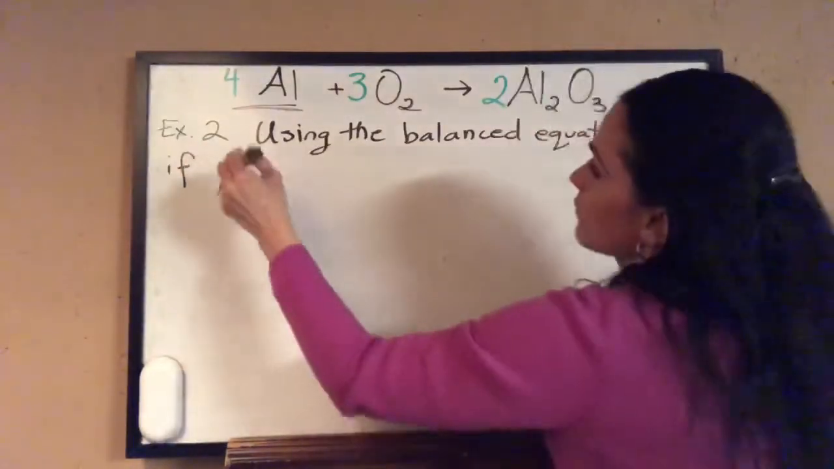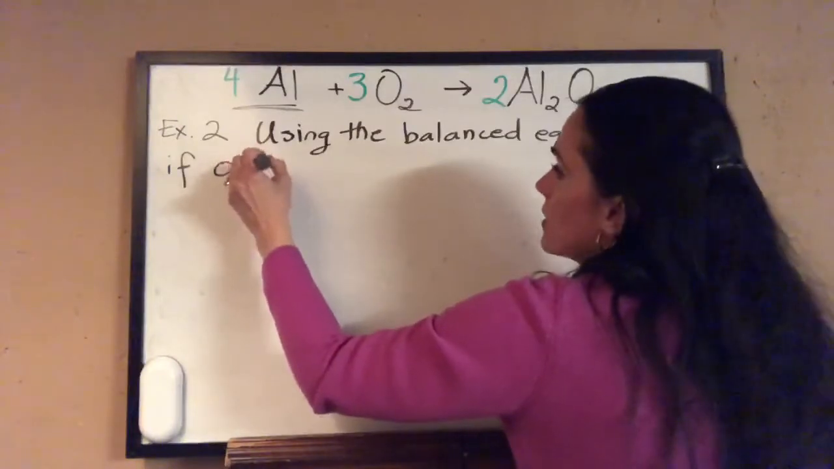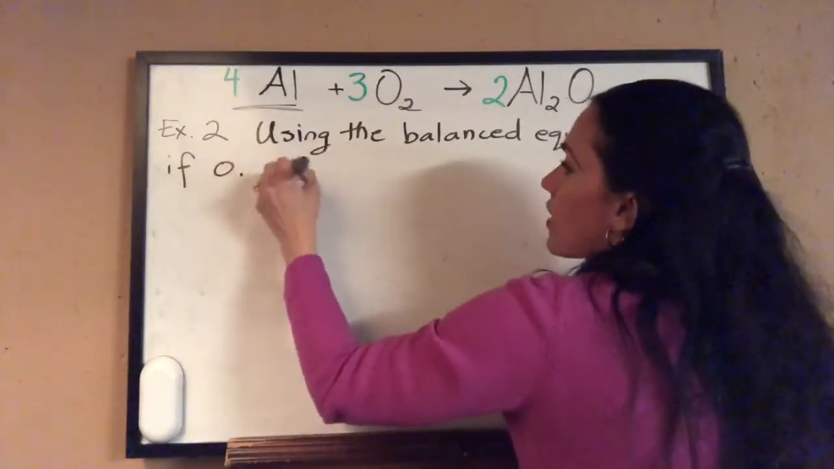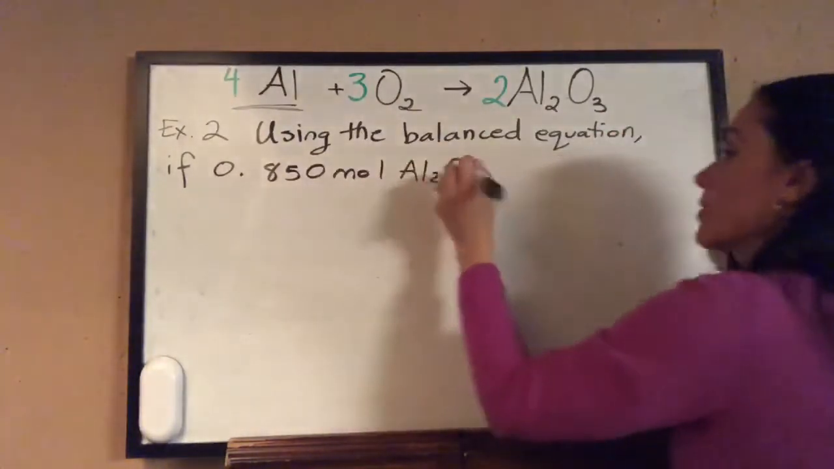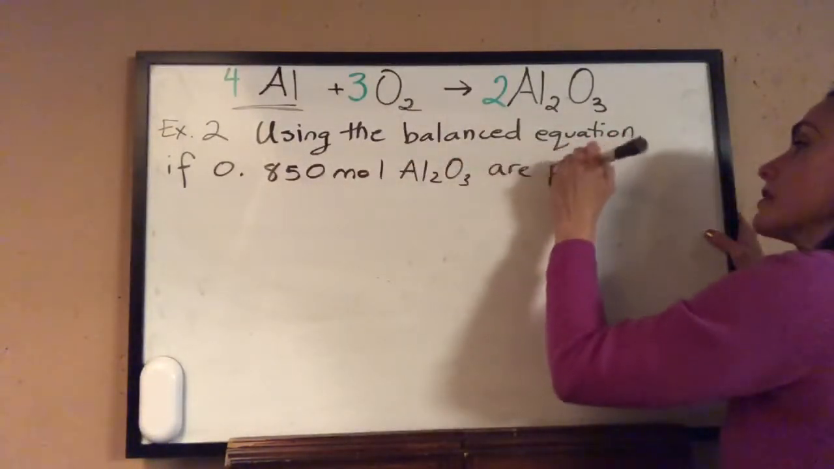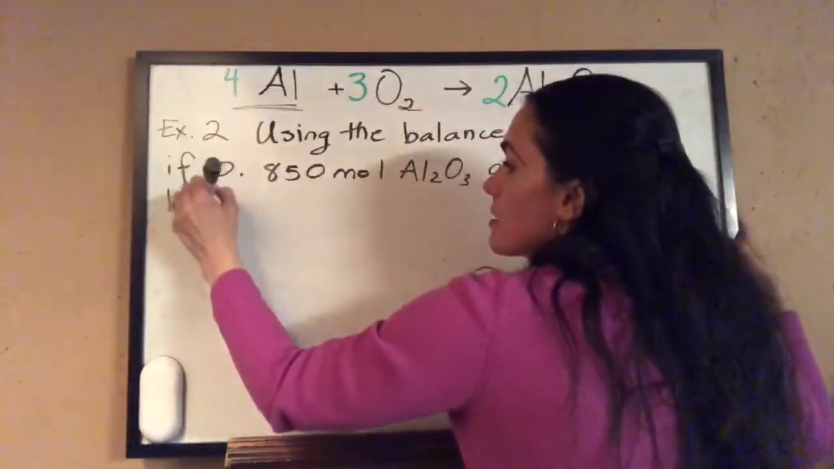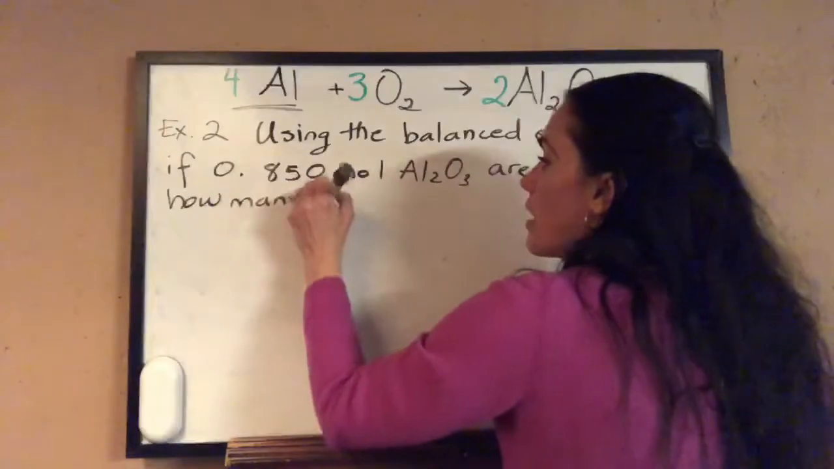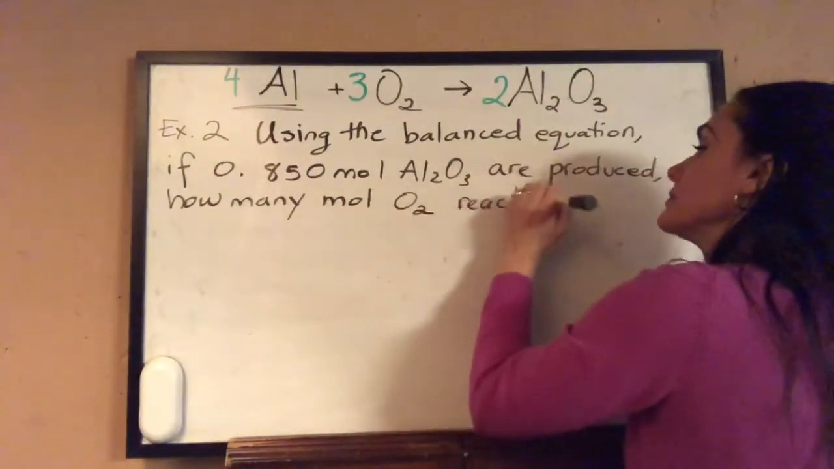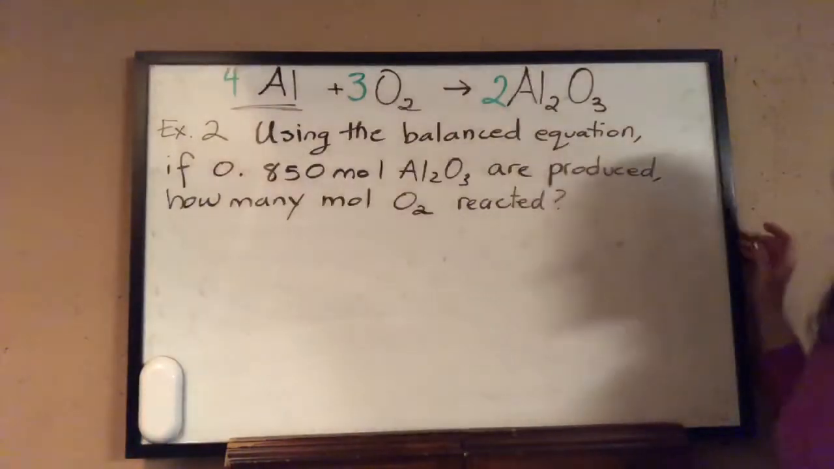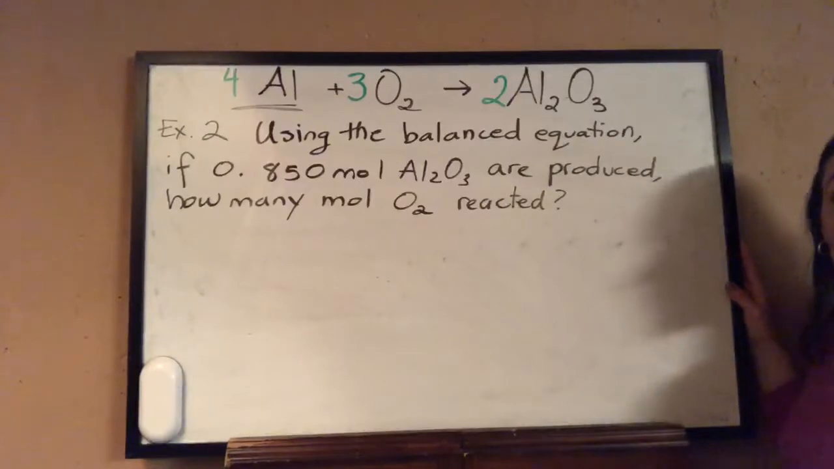Okay, if 0.850 moles of aluminum oxide are produced, how many moles of oxygen reacted? Okay, now we know how much product formed. We want to know how much reactant reacted.